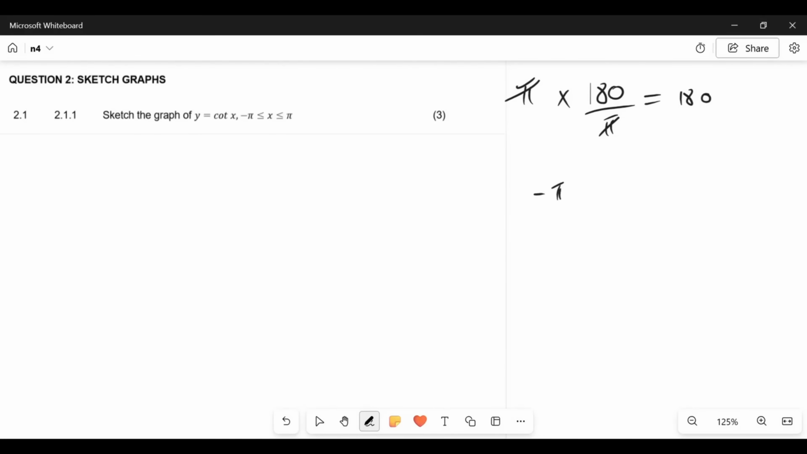Meaning now, negative pi is equal to negative 180. So our restriction is from negative 180 to positive 180. I'm going to use a red color to indicate this in degrees. So we can say negative 180, and then here we can say positive 180.